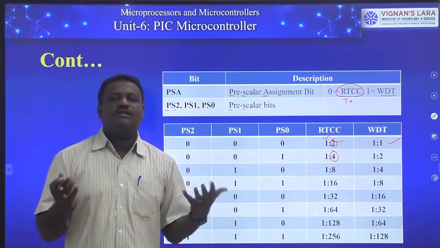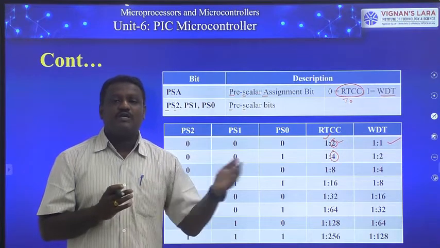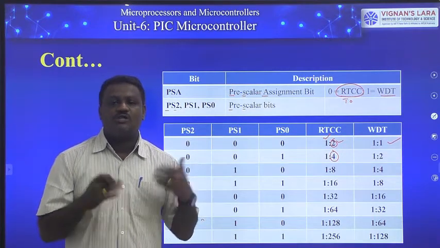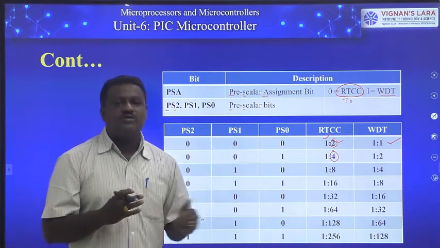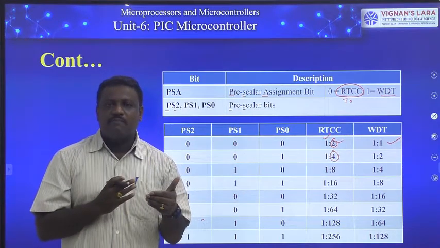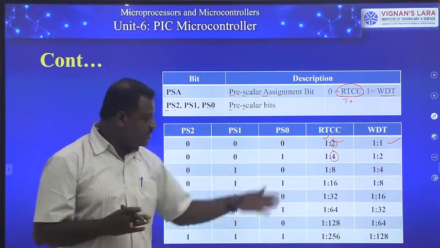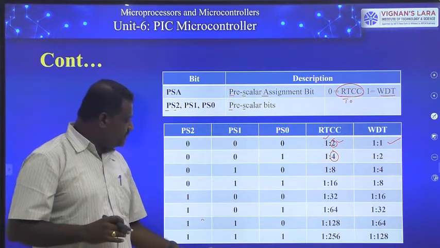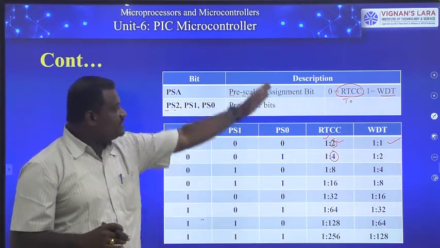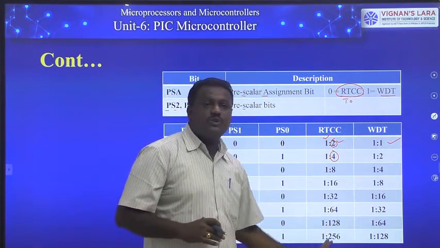It won't increment its count value for every clock pulse it receives. Its value increments based on the prescaling value, that is, how many clock pulses it receives, and based on that it will increment its value by 1. That's the meaning of this. If I go for the last one, PS2, PS1 and PS0 equal to 1, 1, 1, and I select Timer 0 for my operation, my prescaling factor is 1:256.